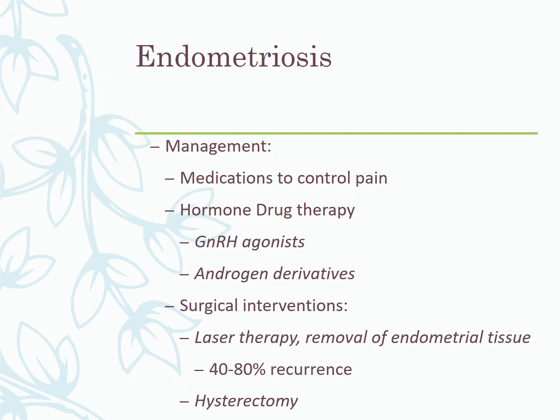Okay, so management, we want medications to control the pain. Probably going to end up on some hormone drug therapy, GnRH agonist, androgen derivatives. Surgical interventions, we're going to do laser therapy, removal of the endometrial tissue, but they do have a 40 to 80% chance of it reoccurring, and the only true way to get rid of it is with a hysterectomy. And then treatment also depends on the following factors: age and desire to have children, the severity of the symptoms and the disease.